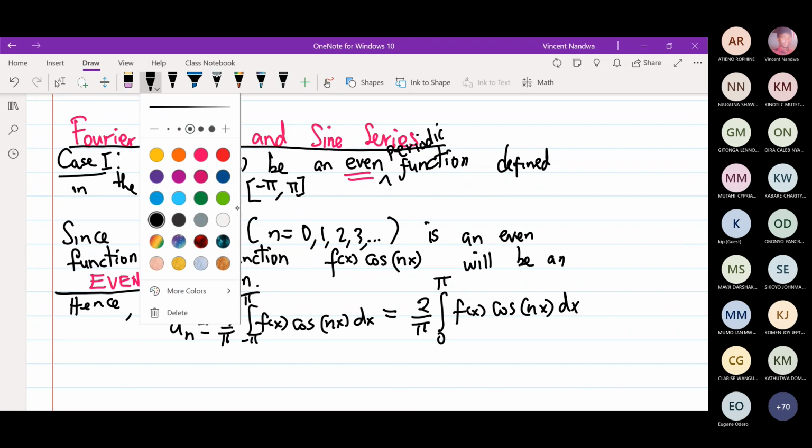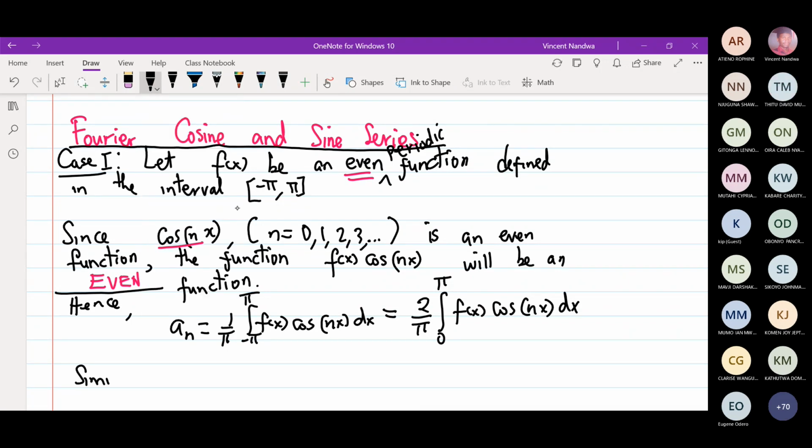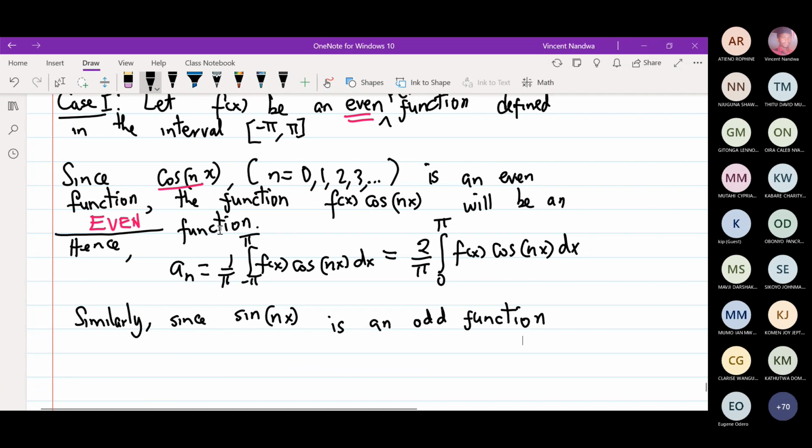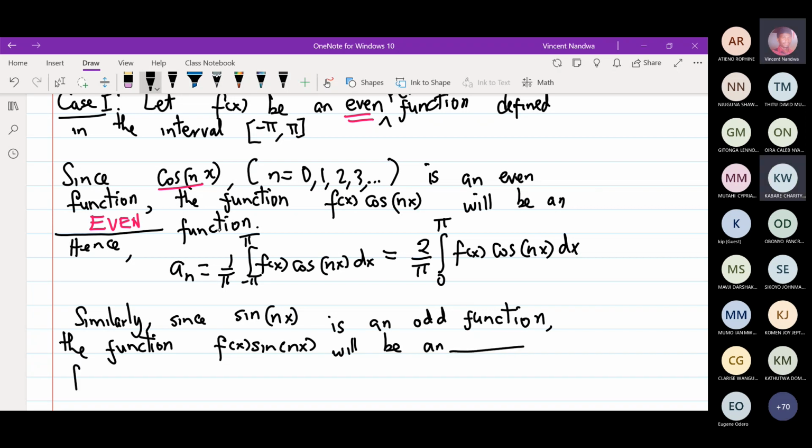Similarly, since sine of nx is an odd function, the function f of x multiplied by sine of nx will be, which type of function will this be?